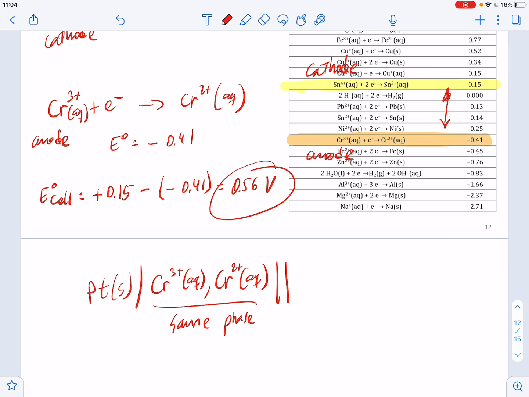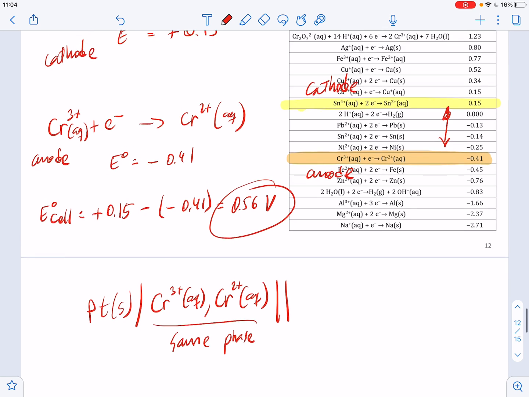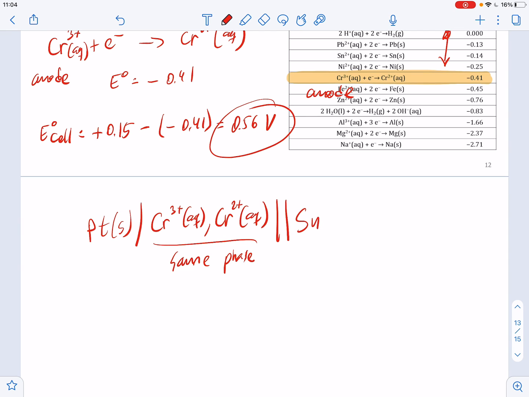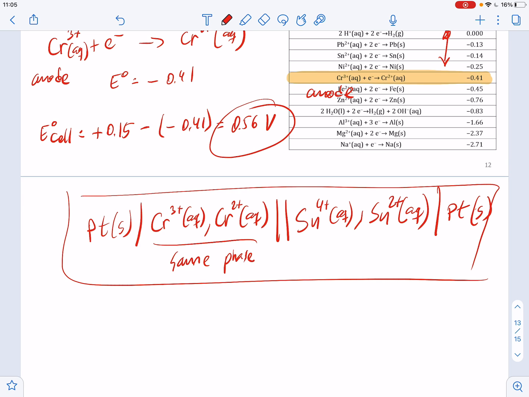Now they are still separated with a salt bridge from the other solution, and in the other solution you will have the tin 4 plus and the tin 2 plus. Okay, so you will have tin 4 plus, comma, tin 2 plus. And then here you also use a bar of platinum to provide the surface for the electron transfer. Okay, so this is how the cell notation for that particular cell looks like. Okay, so you will have as many vertical bars as different phases you have. In this case, you only have a solution and the platinum bar. All right, but if there was a gas, then you need another vertical bar separating that phase.